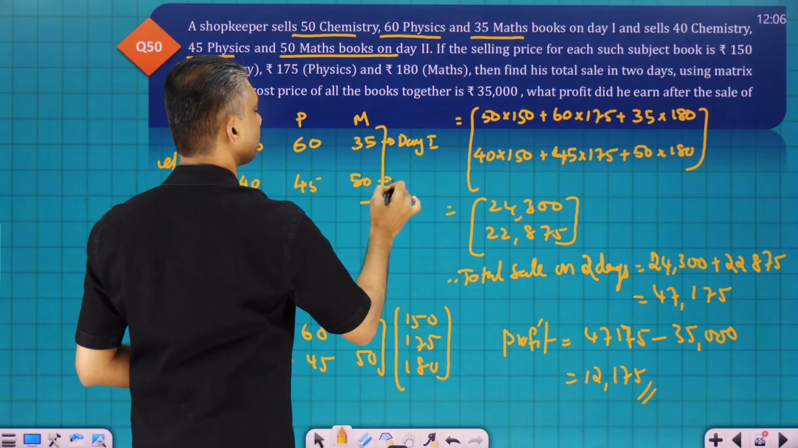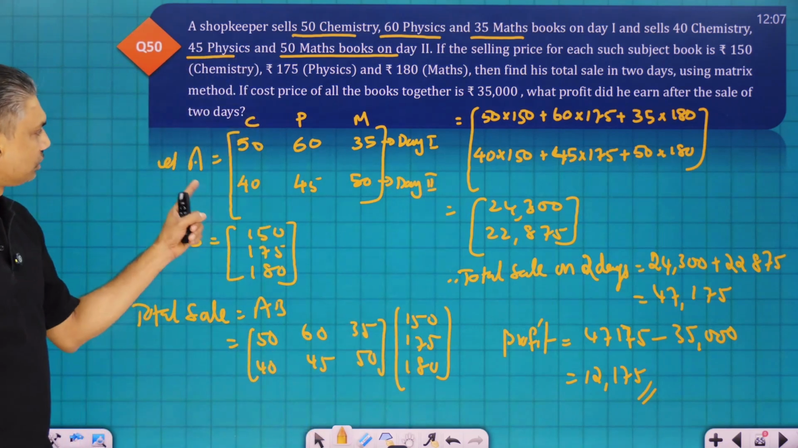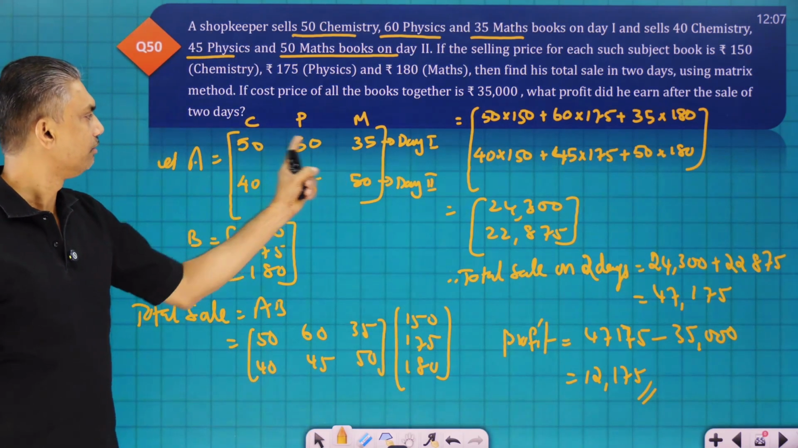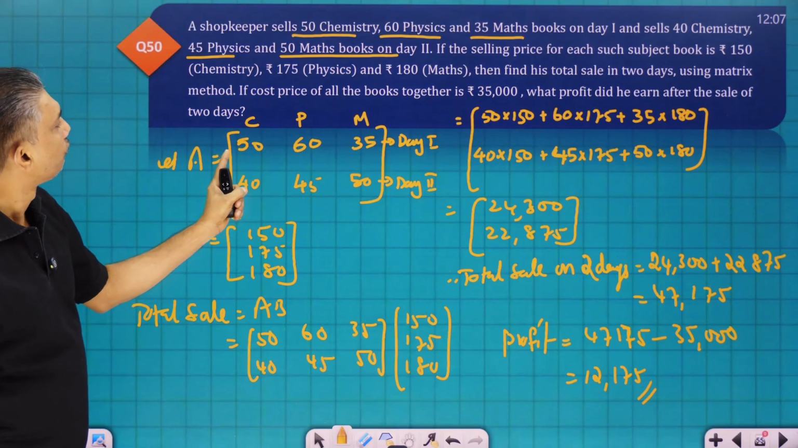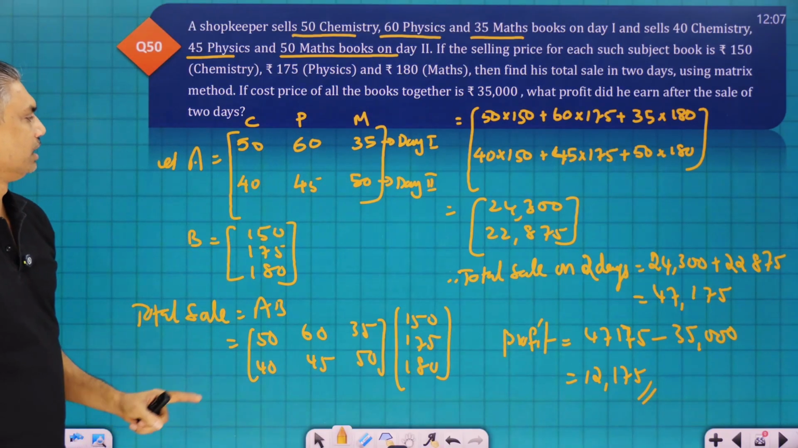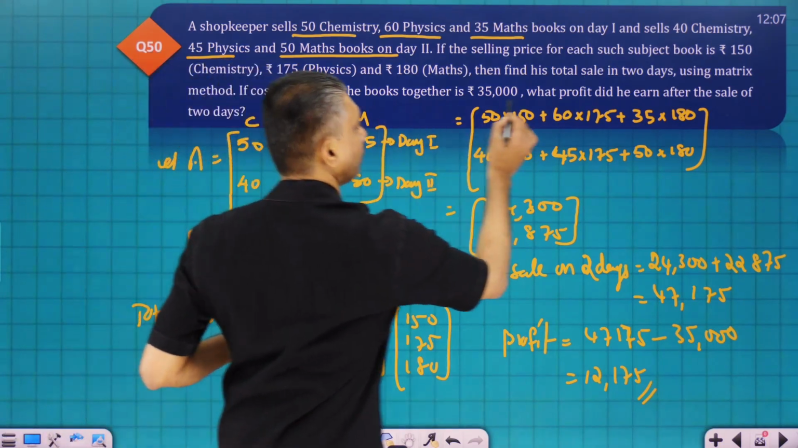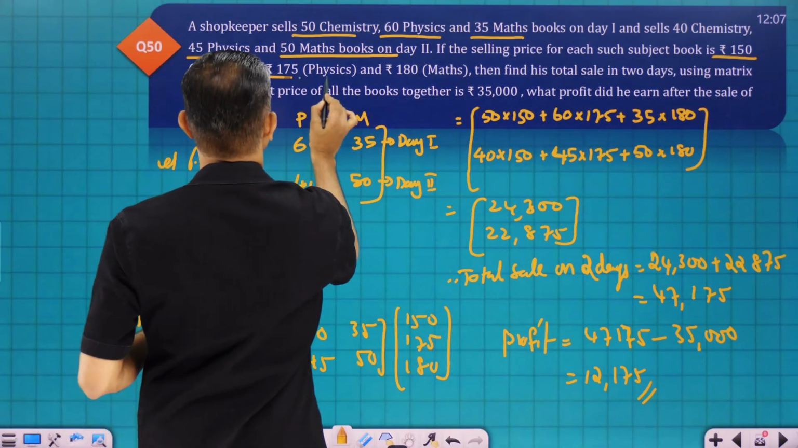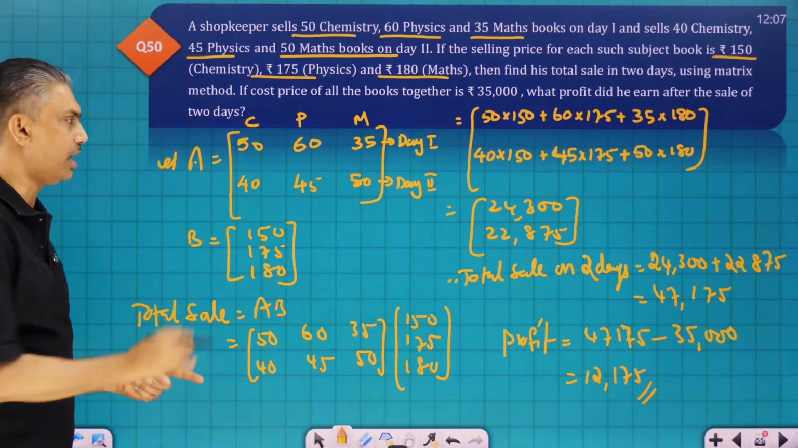Day 1, and this is day 2. Now, this is the total sale. Day 1: physics 50, chemistry 50, and 60 and 35. Day 2: 40, 45 and 50. Now, let B be the cost: 150 for chemistry, 175 for physics, 180 for maths. Now, what will the total sale be?